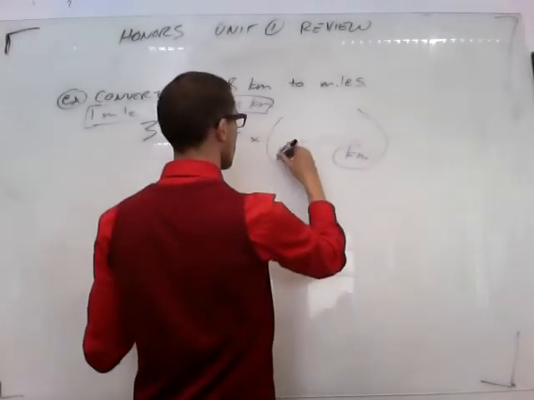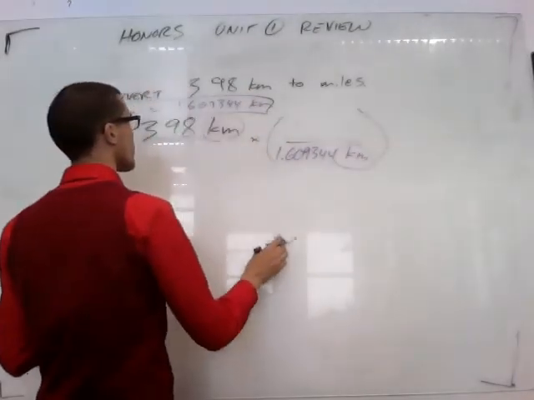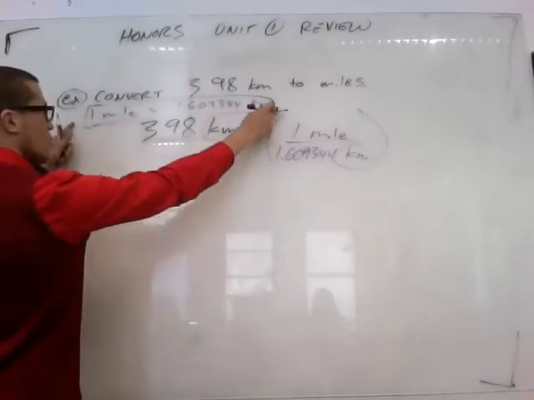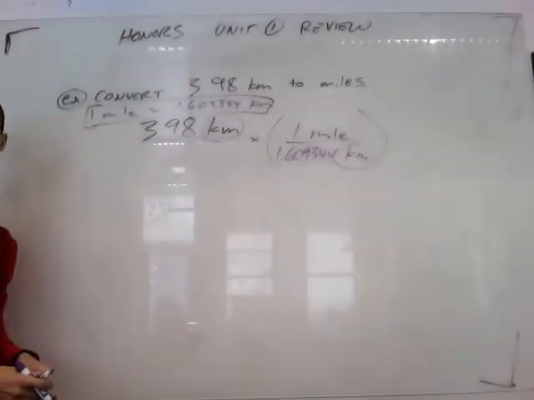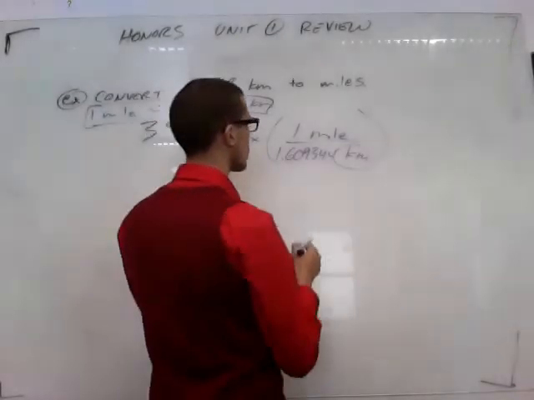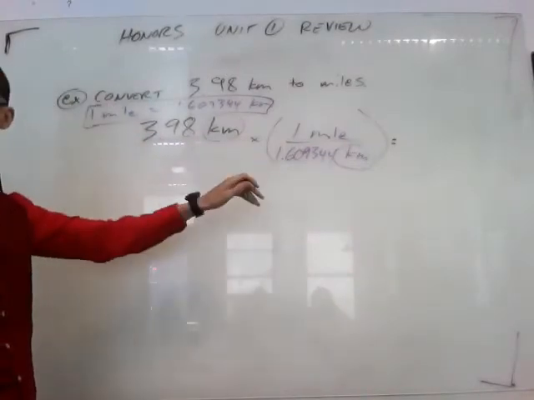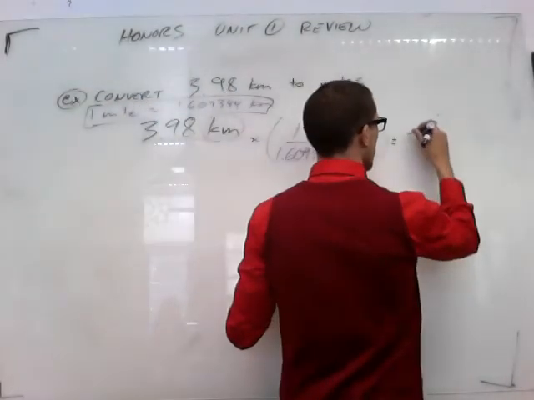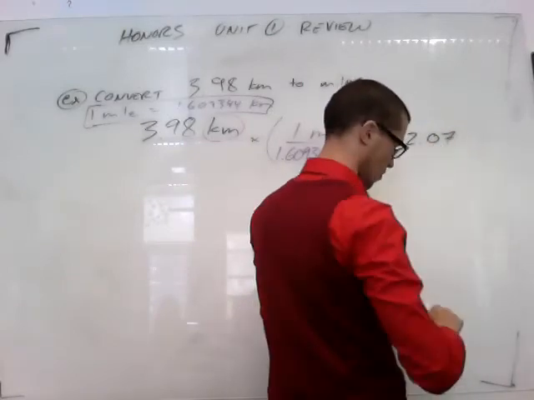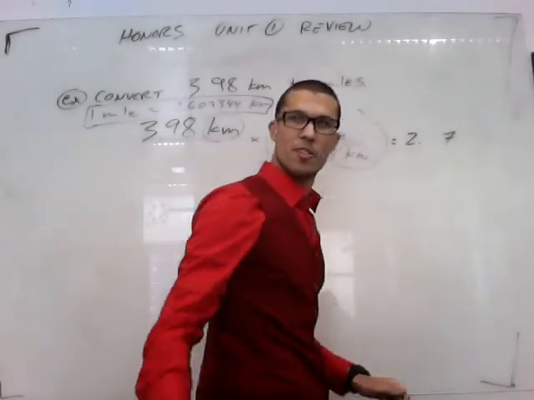So right here it's 1.609344 kilometers, and on top it's going to be 1 mile. It's just this conversion that I put into a conversion factor. And if you do this, it just turns out to be a division problem in your calculator. What is it? 2.47 miles.